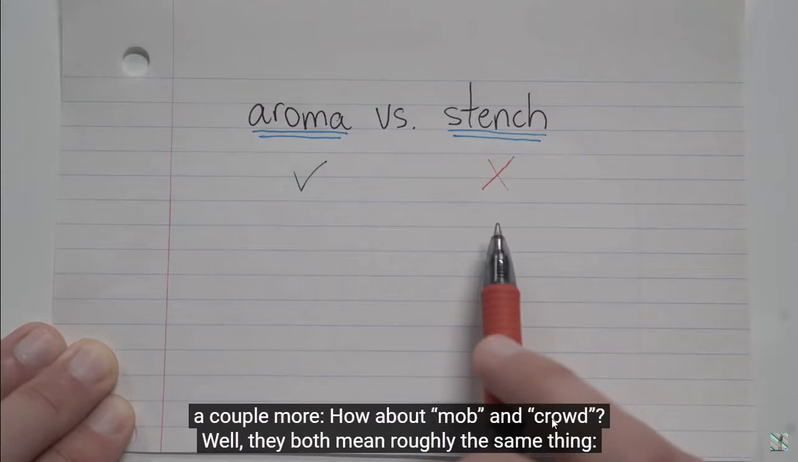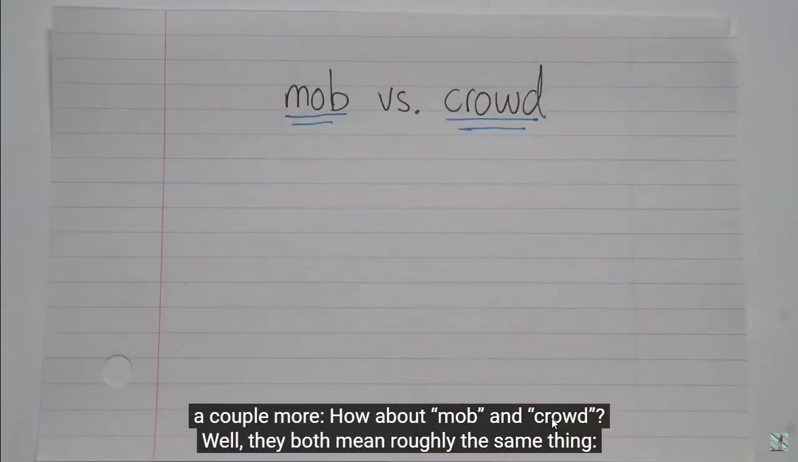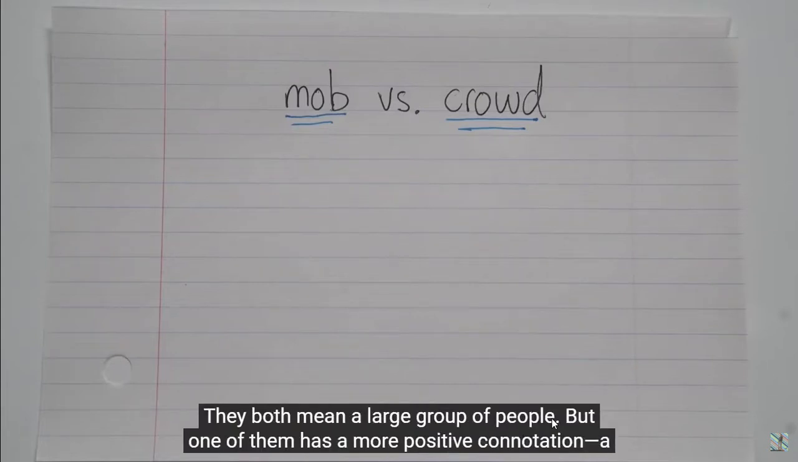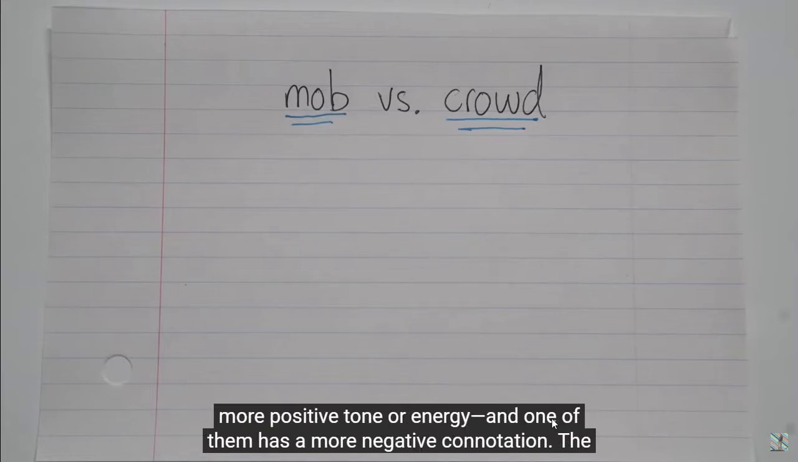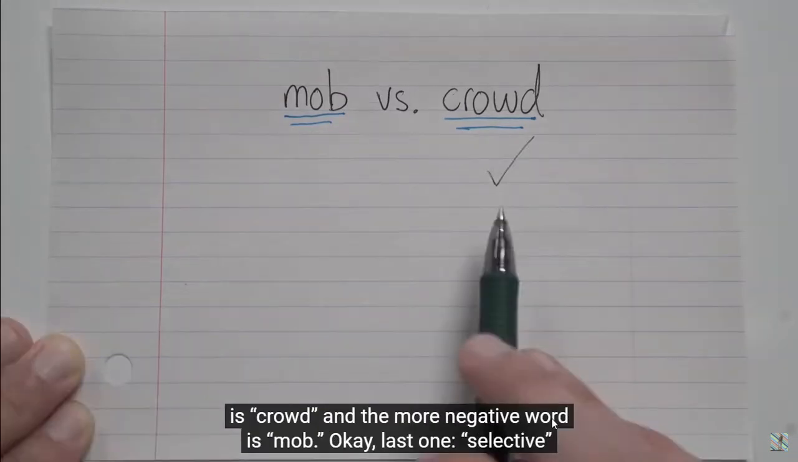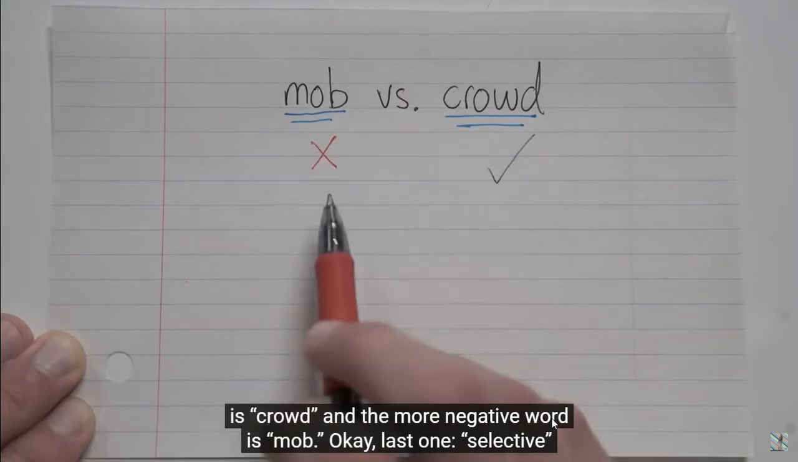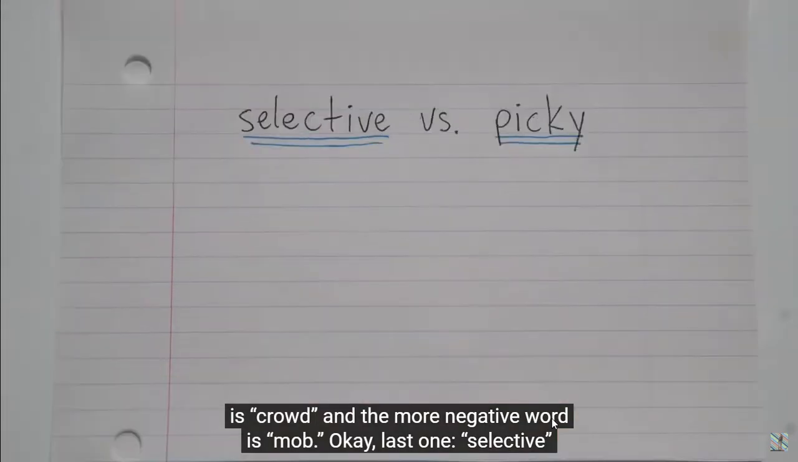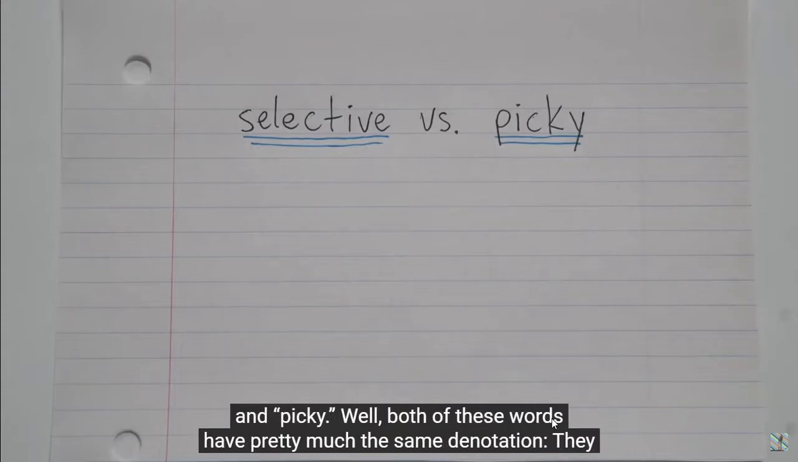Let's look at a couple more. How about mob and crowd? Well, they both mean roughly the same thing. They both mean a large group of people. But one of them has a more positive connotation, a more positive tone or energy, and one of them has a more negative connotation. Question is, which is which? Well, give yourself a point if you said the more positive word is crowd and the more negative word is mob.